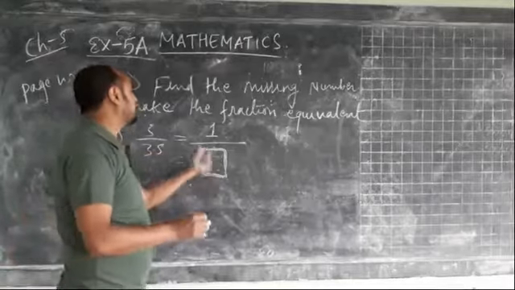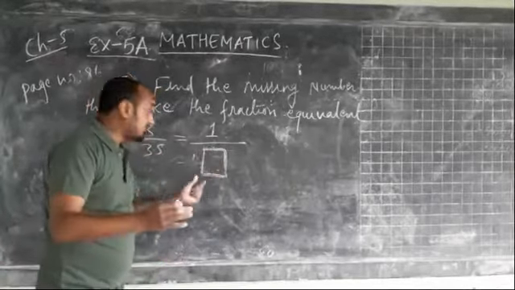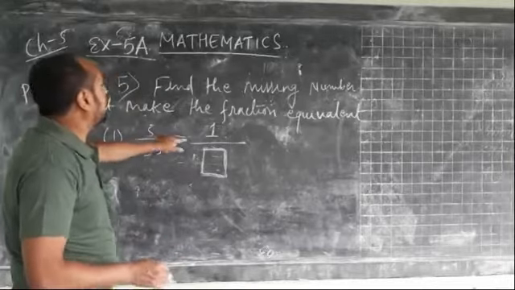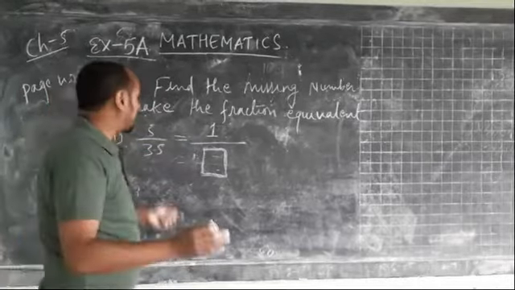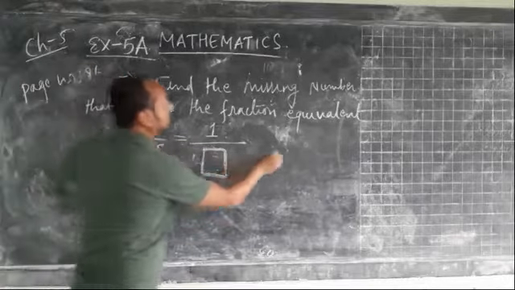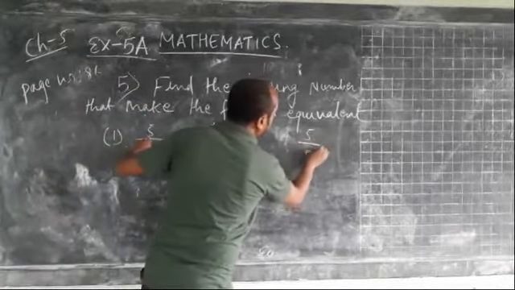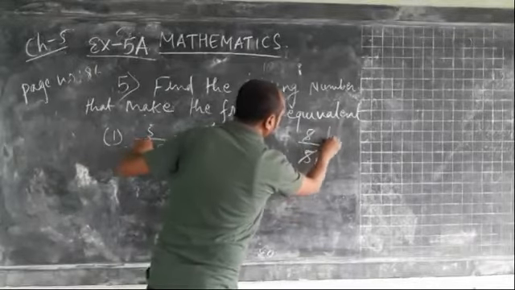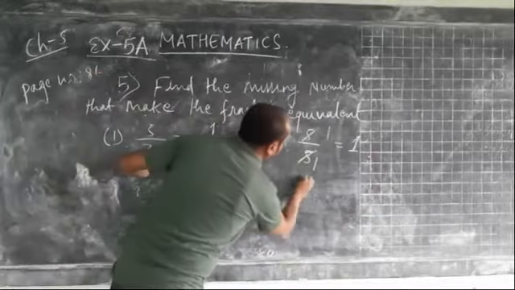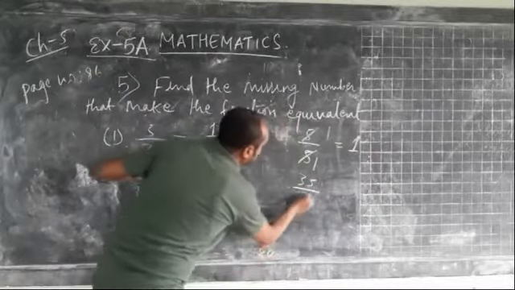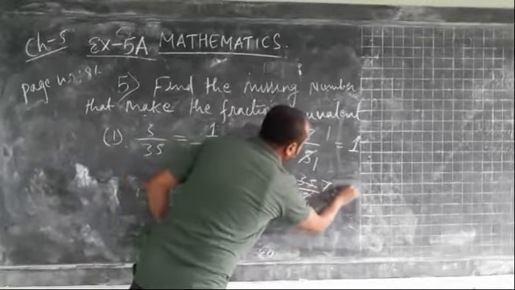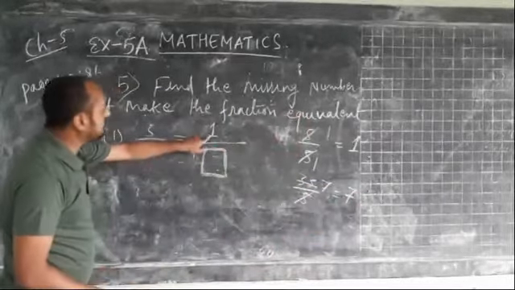So we have to find the number that makes an equivalent fraction with 5 by 35. Here we have to use our logic. If we divide 5 by 5, 5 ones are 5, so we get 1. And for the second one, 35, if you divide 35 by 5, 5 sevens are 35. So here 1 is already there.